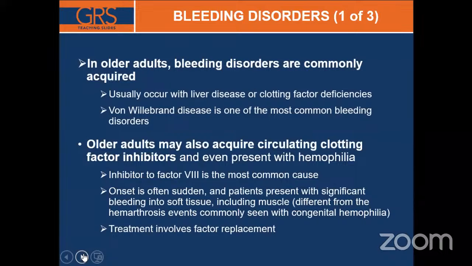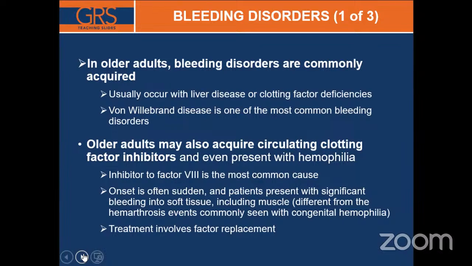So right now I will talk about bleeding disorders. In the older adult, bleeding disorders are commonly acquired. They are associated most of the time with liver disease or clotting factor deficiency. Von Willebrand disease is one of the most common bleeding disorders in older adults. Also, older adults may acquire circulating clotting factor inhibitors and even present with hemophilia.